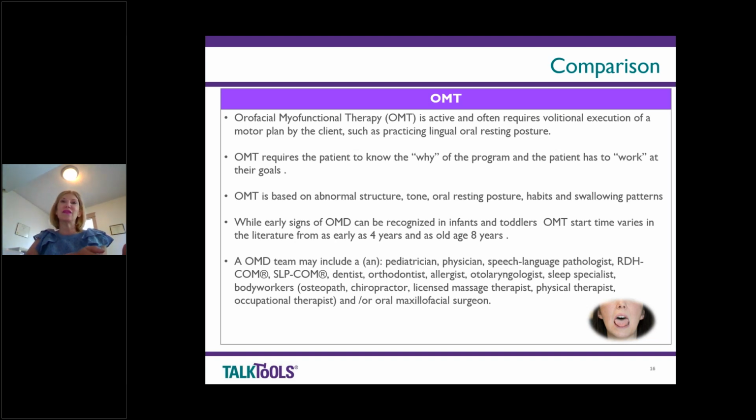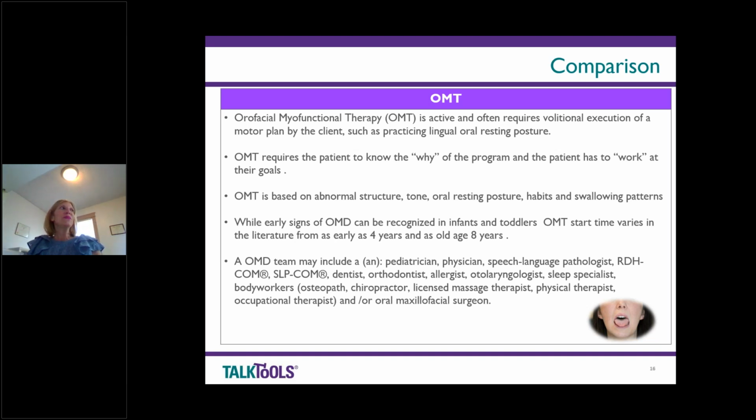So that patient has to be able to do that, where with feeding therapy, I'd be using a lot of these sensory motor tools. This isn't to say I can't use these in myofunctional therapy, but I might be much more direct in saying, I'm putting the tool to your molar, touch it with your tongue. Now I'm going to switch sides. Touch it with your tongue. So it's definitely more active.